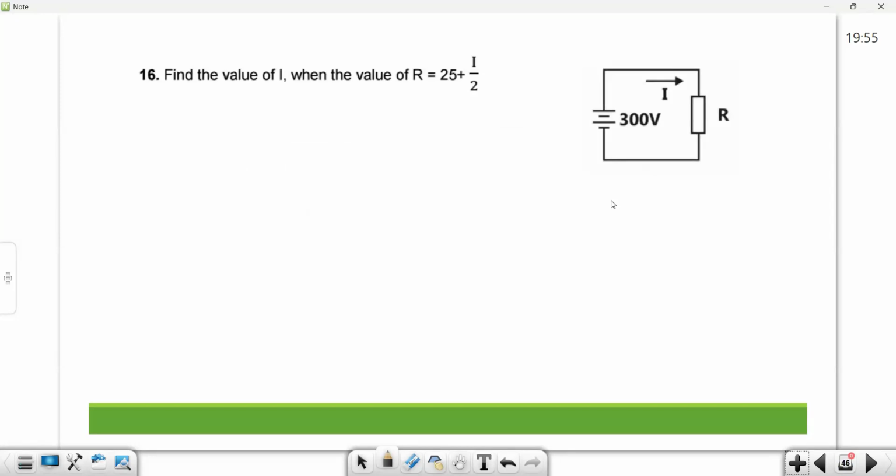How will you find this? Please find and tell me the answer. I'll give 1 or 2 minutes. It will be a very simple one.